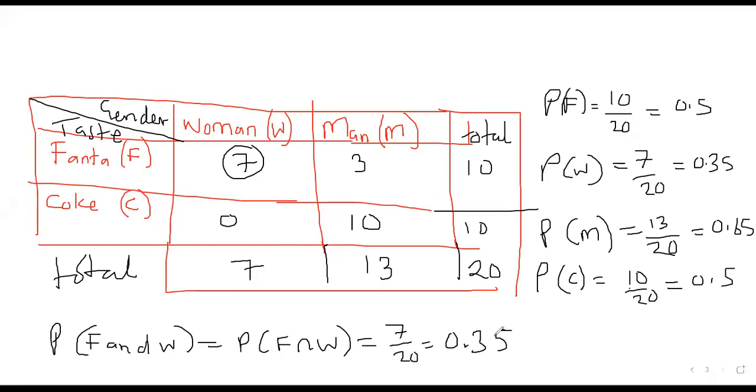So can somebody help me? What is the probability that somebody loves Coke and is a man? Coke and is a man.